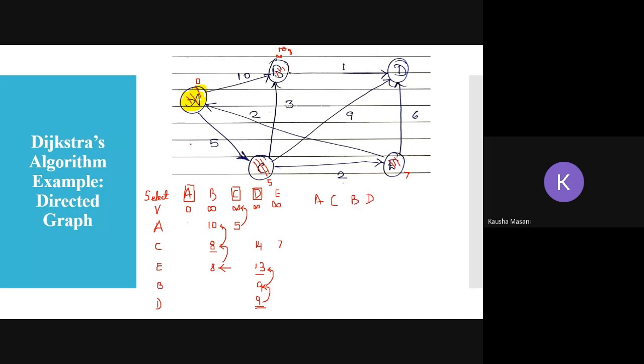And if you calculate the distance, A to C 5, C to B 3, so 5 plus 3 is 8, and B to D, that is 1, so 8 plus 1 is 9. And if you observe, you will get that this path is the shortest one. Okay?